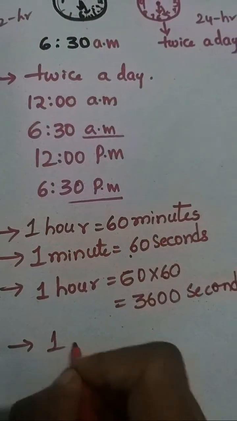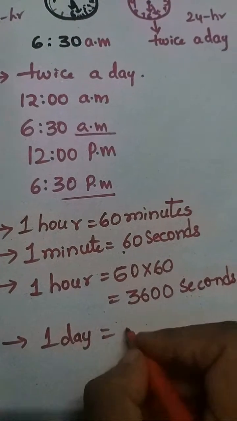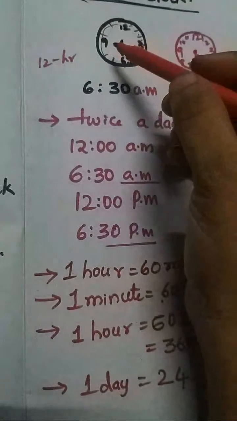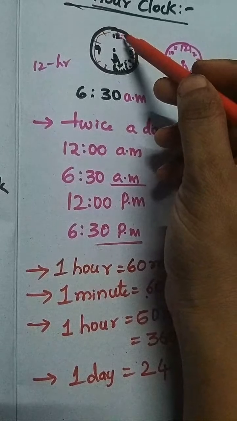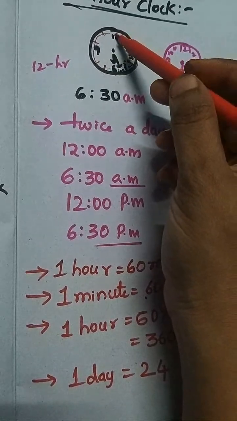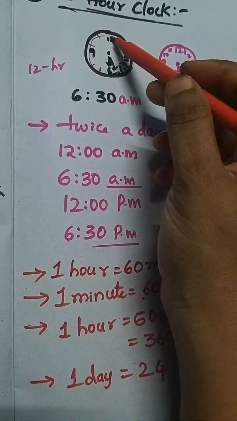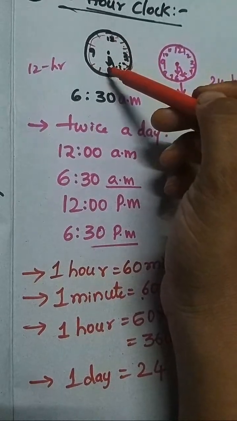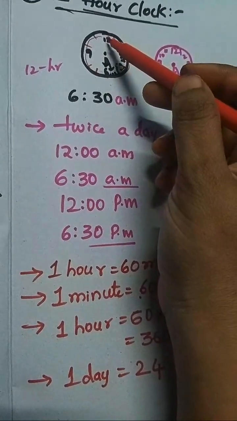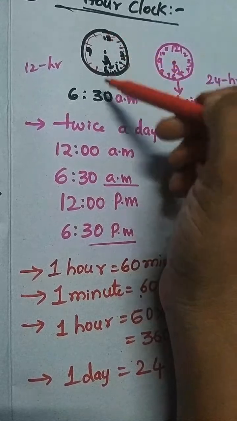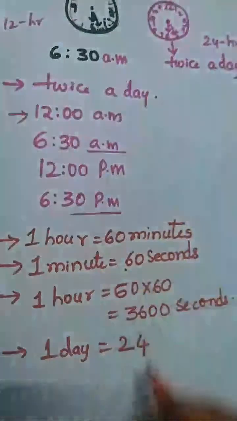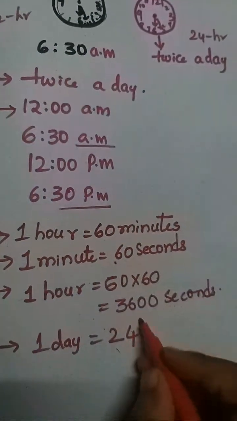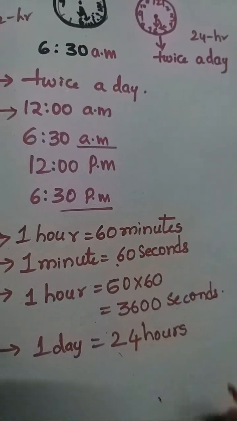1 day. In 1 day, how many hours are there? Twice it repeats the pointer, 12 and again 12 in the evening. Then it becomes 12 in the night. We get the morning of the next day. Midnight of the day, the next day starts. 12 a.m. it becomes. Now twice 12 means 24 hours are there in 1 day.